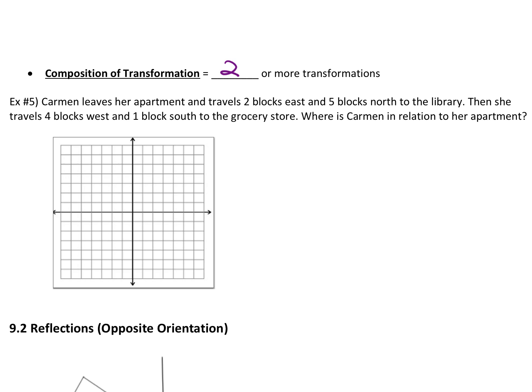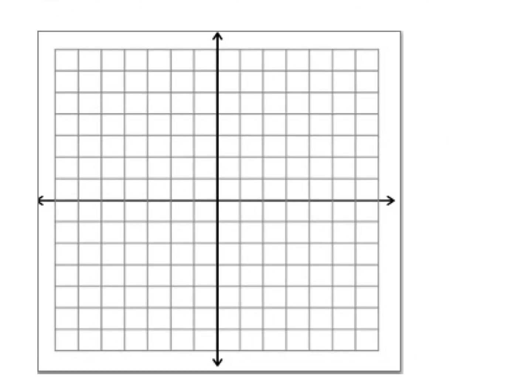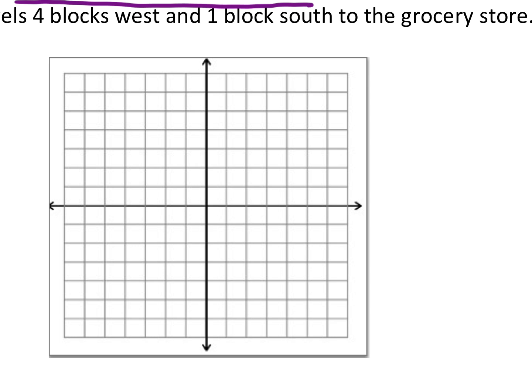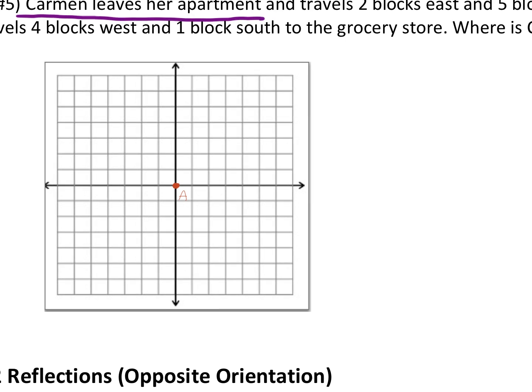Okay, here's what it says. Carmen leaves her apartment. Now, if you're looking at a coordinate plane, what would you say is the best starting point? What's the best starting point on a coordinate plane? (0, 0). Okay, so we're going to put Carmen's apartment right here. This is her apartment.